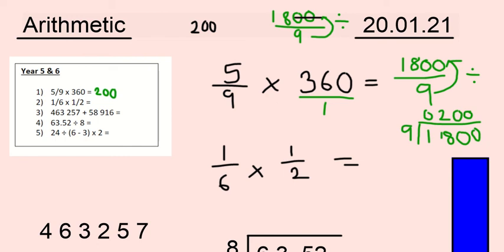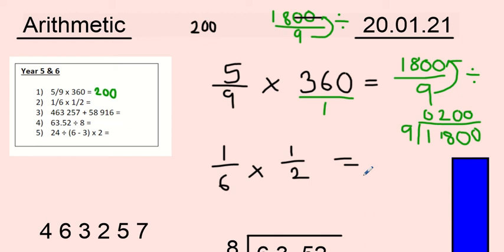Okay, let's have a look then at question 2. 1/6 multiplied by a half. Okay, 1/6 multiplied by 1/2. So just have a little think to yourself, year 6. How do we multiply fractions? What are our steps to success?